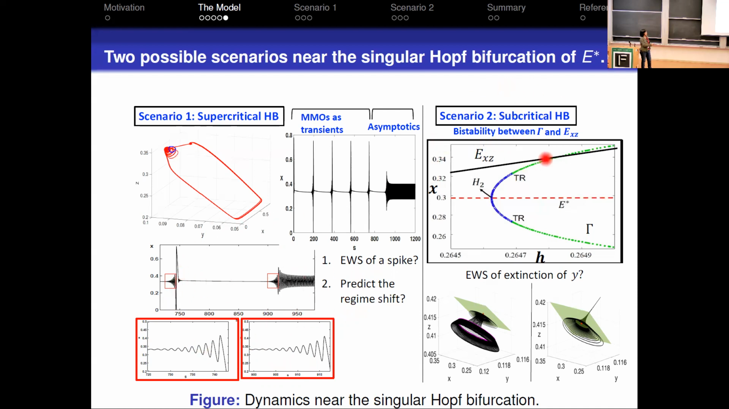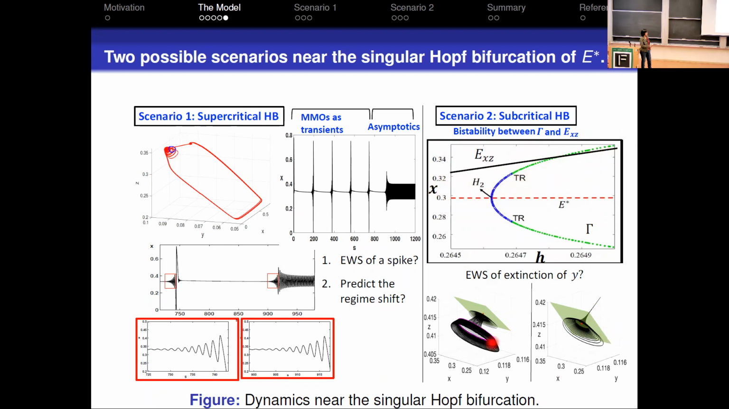In scenario 2, where we have a subcritical Hopf bifurcation, our coexistence equilibrium point, which I'm denoting by E star, undergoes a subcritical Hopf bifurcation, which I've denoted by H2. It's a saddle cycle, and then it stabilizes to a periodic limit cycle at a torus bifurcation, which is denoted here in green. And the system exhibits bistability between this periodic attractor and another attractor in the system, which is the boundary equilibrium state where the species Y is absent. So we have bistability between our periodic attractor and our point attractor.